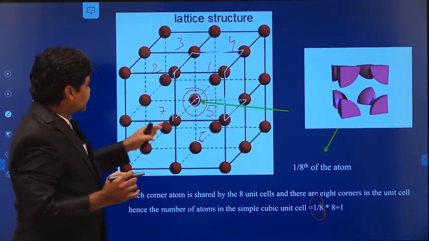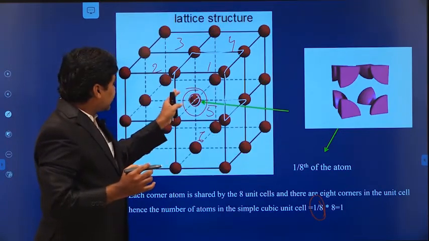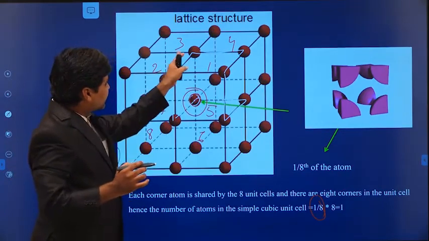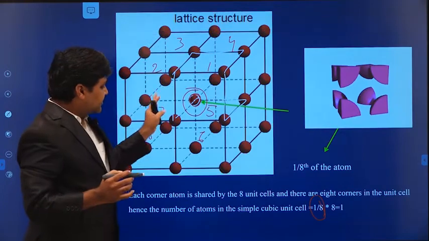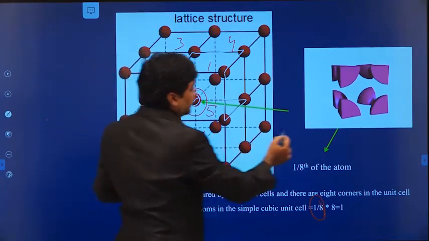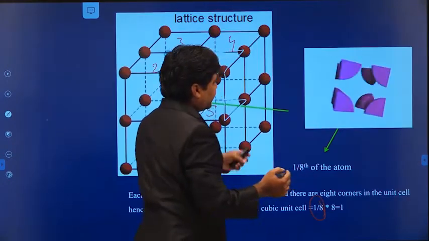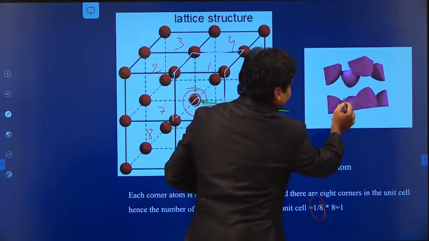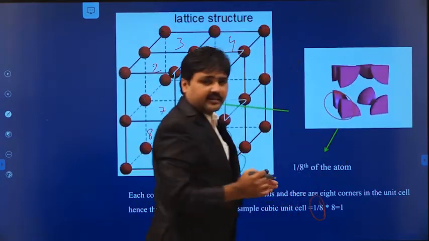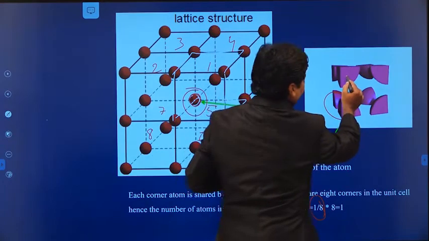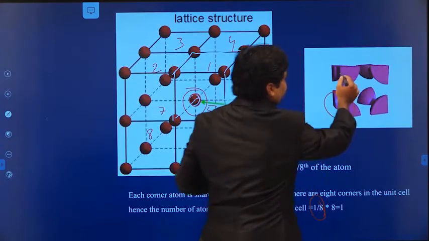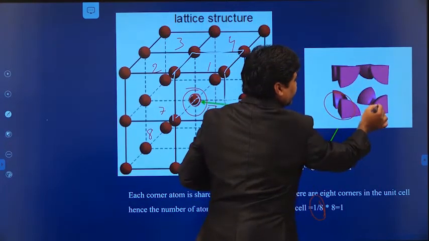This corner atom is not only a corner atom for this unit cell, but it is also a corner atom for the 8 unit cells. So there are 8 corner atoms, and here you can see only 1 by 8 contribution. In this way there are 8 corner atoms, and from each corner atom there is 1 by 8 contribution.